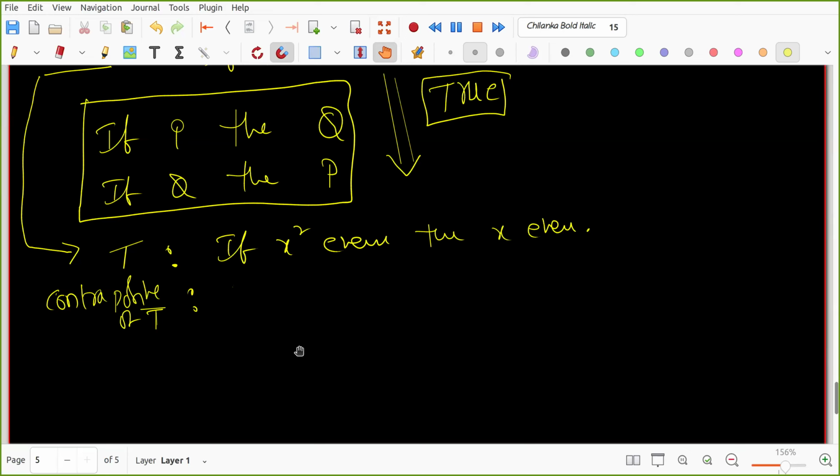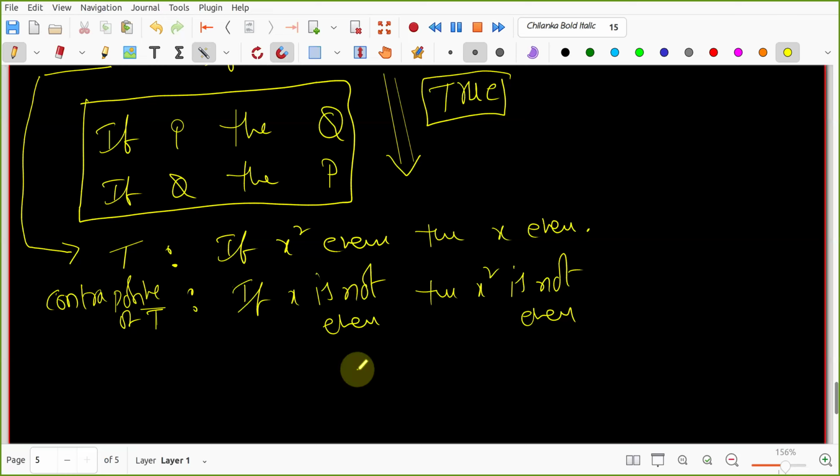Okay, someone from room number 1. If x is not even, then x square is not even, right? What do you mean by x is not even? X is not even means x is odd. If x is odd, then x square is odd. Is it a true statement? Yeah, this is true.